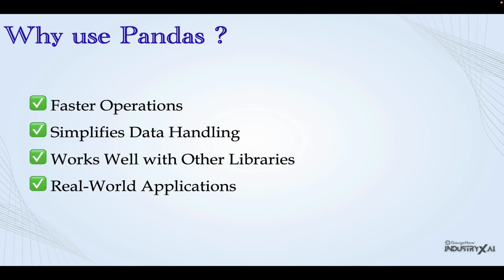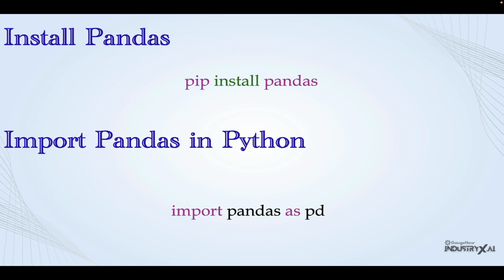So before we can start using Pandas, we need to install it, and the installation process is simple. You need to open your command prompt or terminal and just type pip install pandas and hit enter. But make sure while executing this line, you have a working internet connection to install this Pandas library. And once installed, Pandas is ready to use.